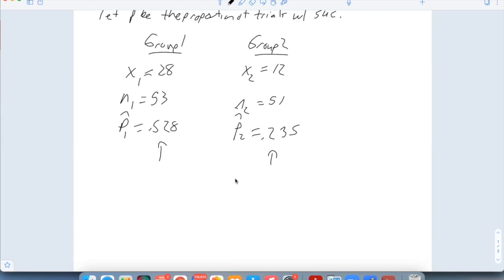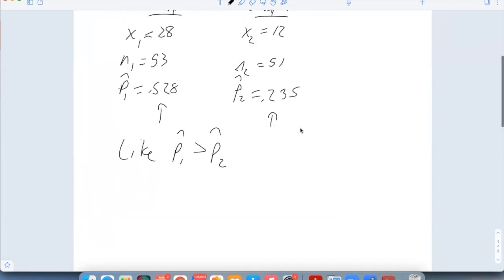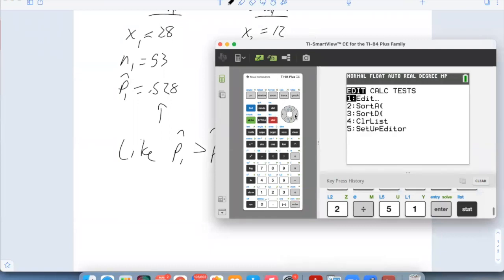If you get to choose who your column 1 and 2 is, this is my recommendation. Choose it like this. You would like p1 hat bigger than p2 hat. It makes the interpretation much easier. Okay, we got our setup. Now we just type some numbers in the calculator.